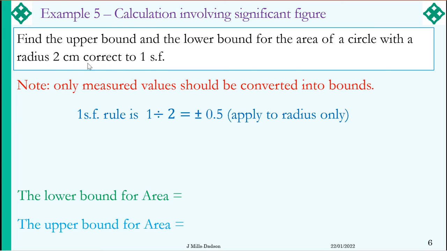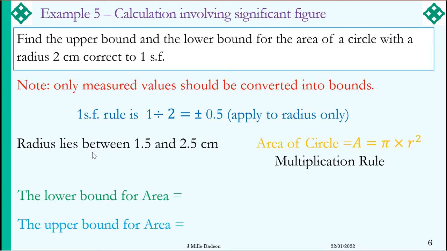So 1 SF, the 1 divided by 2 gives us the rule plus or minus 0.5, because it says that it's correct to one significant figure. 2 is the first significant figure, which is a unit. That's why we have plus or minus 0.5. If you don't understand the rule of significant figure, please go back to lesson 1. So for the lower bound, radius is 1.5 as lower and 2.5 as the higher. And the formula is pi r squared.